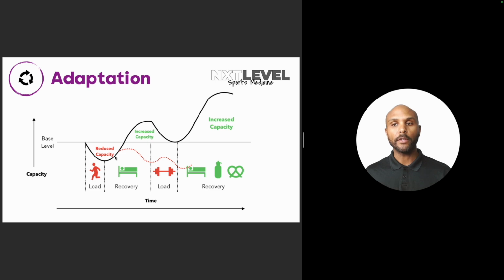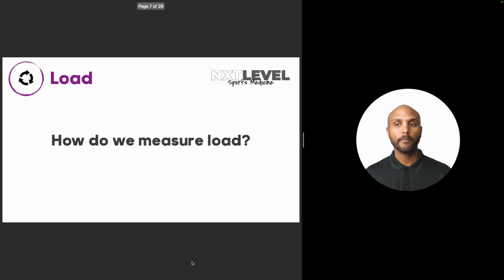The problem is if you continue to load when you haven't had proper recovery, the body's ability to perform goes less and less and less. And that's where load management comes into play. How do we make sure we're getting increased capacity per performance rather than decreased capacity per performance? But if we don't measure, if we don't look at that, then we won't know where our athletes are peaking or where they are dropping off.